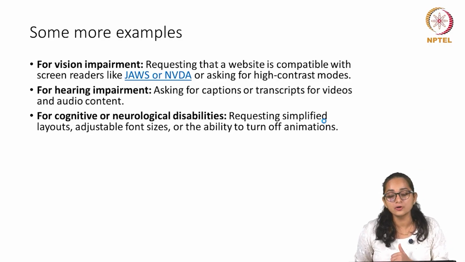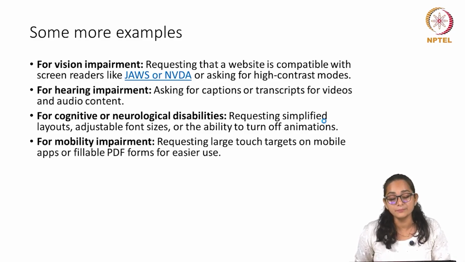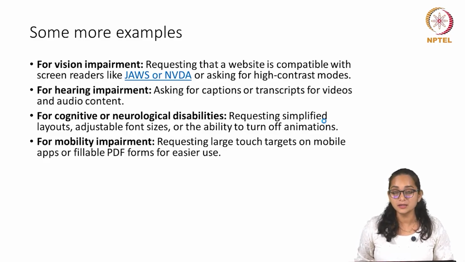For cognitive or neurological disabilities, requesting simplified layouts or adjustable font sizes, or the ability to turn off animations because it can be jarring for the persons with neurological disabilities. For mobility impairment, requesting large touch targets on mobile apps, fillable PDFs for easier use. So it is something again which can add value and allow them to access or fill the PDFs with much ease.